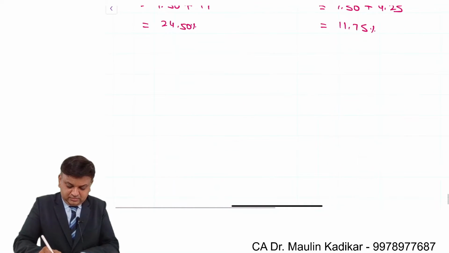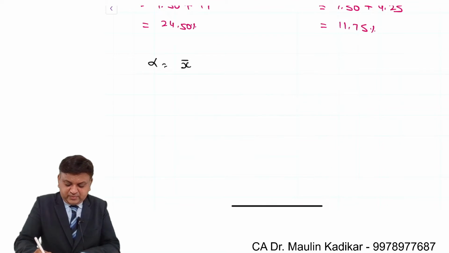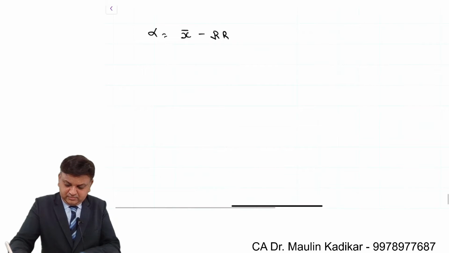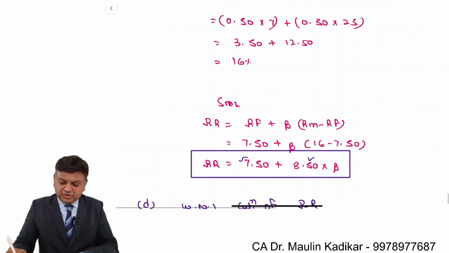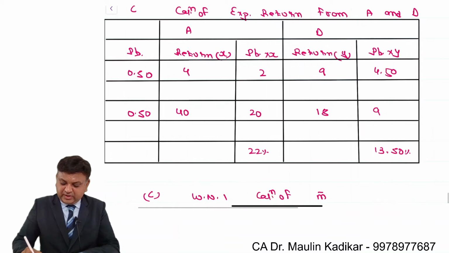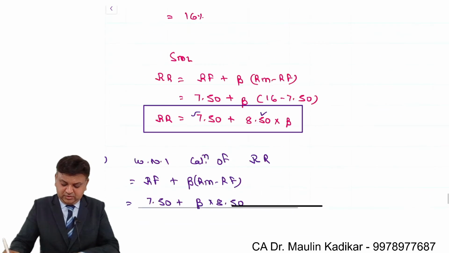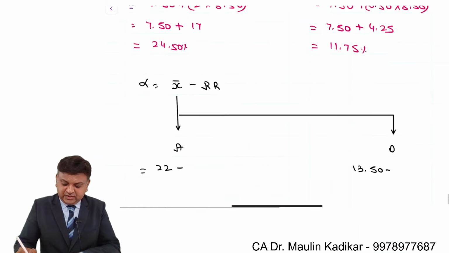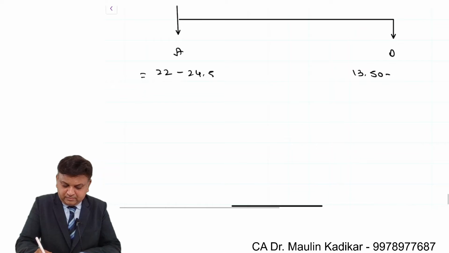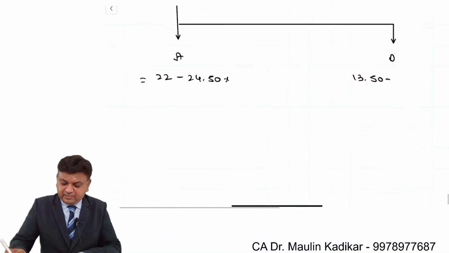Next is alpha. Alpha will be found as X bar minus the required rate of return. Again, it will be calculated for both the securities, security A and security D. We have already made the computation of the mean return, friends. It is 22 and 13.5. So here it is 22 and this is 13.5, minus the required rate of return, which is 24.50, and over there it is 11.75.